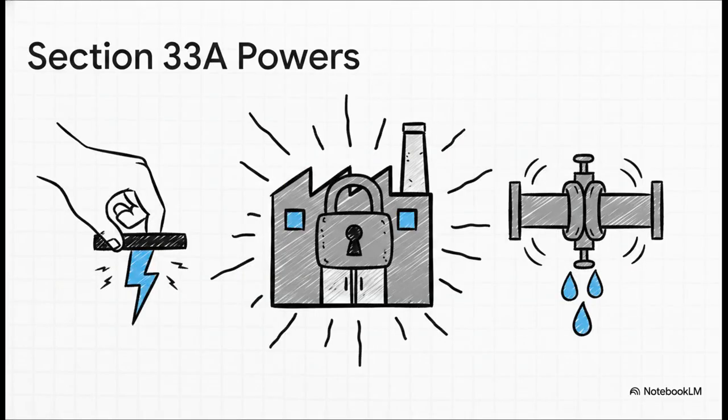Now let's revisit Section 33A of the Water Act. This gives state boards tremendous enforcement teeth. And the best part? They don't have to wait around for a lengthy, drawn-out court trial. If a factory is caught dumping untreated waste, the board doesn't just issue a slap-on-the-wrist fine. They can order the immediate closure of the plant, or they can literally call up the local utility and order them to cut the power and water supply right then and there.